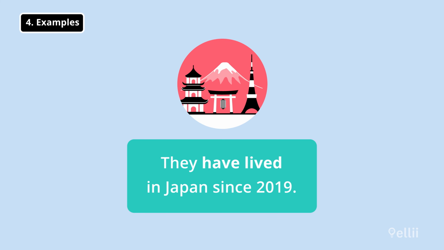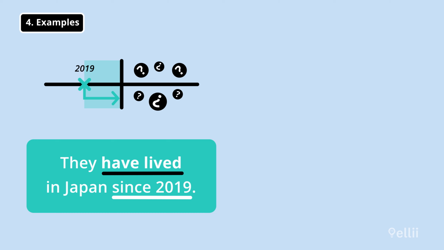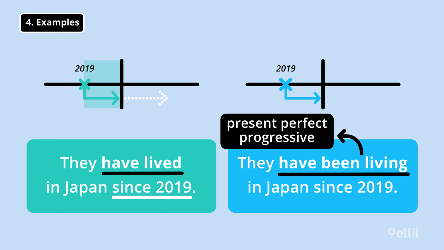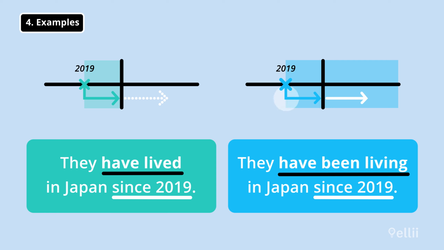They have lived in Japan since 2019. In this present perfect sentence, the focus is on 2019 until now. This sentence doesn't focus on the future. Maybe they will move to another country tomorrow, or maybe they'll continue living in Japan. It's not important. They have been living in Japan since 2019. This present perfect progressive sentence has the same meaning as the present perfect one, but the future is emphasized. In this sentence, the meaning is clearly that they will continue living in Japan.